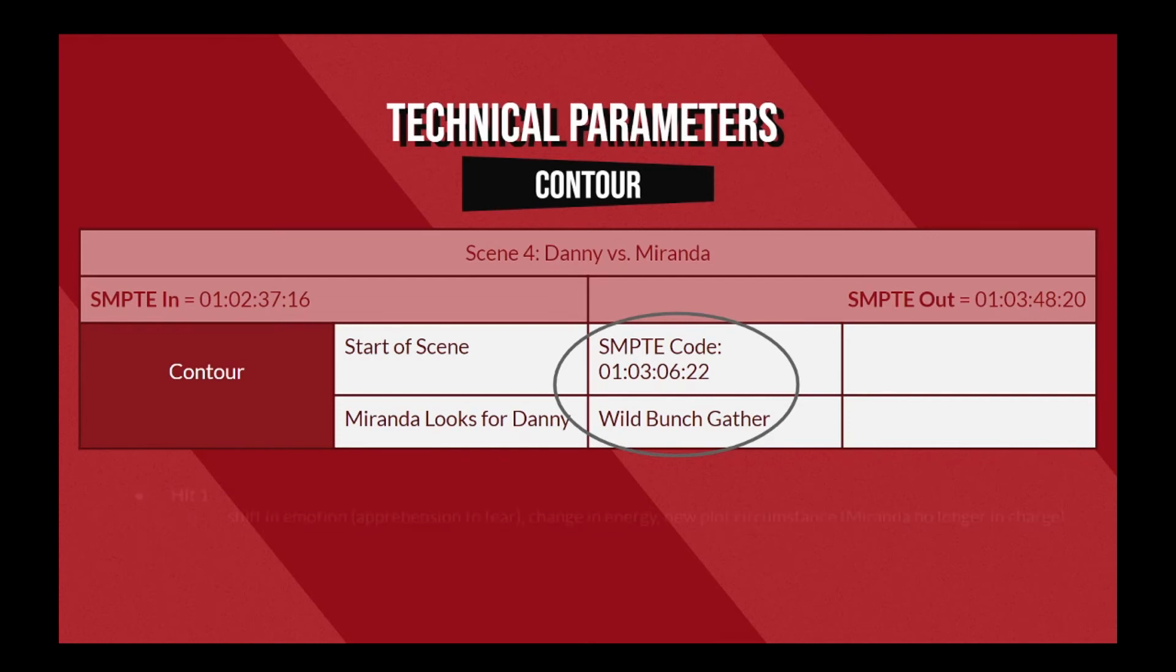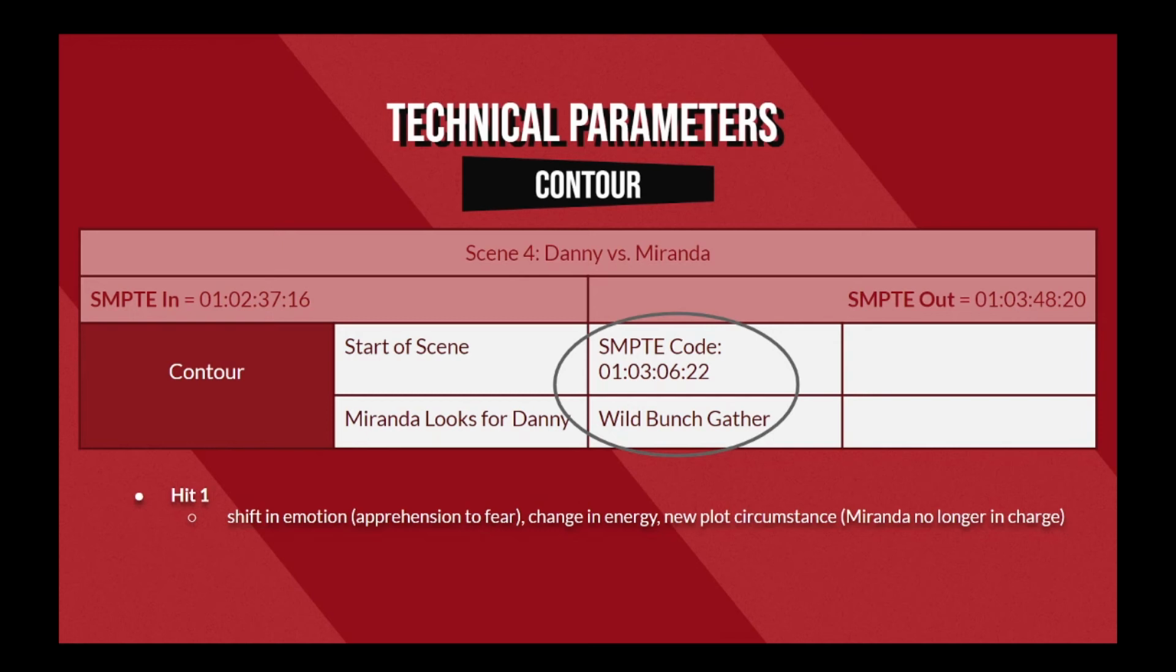This moment works as a shift in contour because it shifts the emotional experience from one of apprehension of what has happened to Danny to fear about what is about to happen to Miranda. It also results in a change of energy level, which we'll discuss in a bit, as well as pondering a new plot circumstance, as we realize that Miranda is no longer in charge.